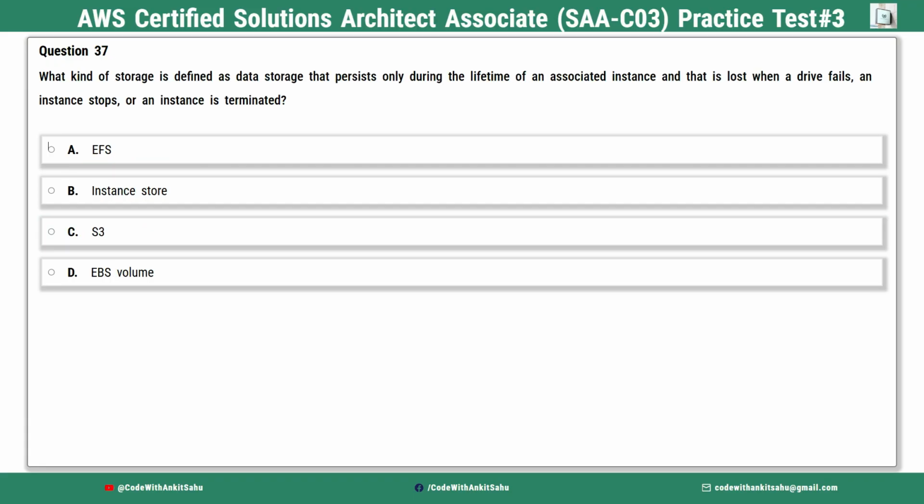Question 37. What kind of storage is defined as data storage that persists only during the lifetime of an associated instance and that is lost when a drive fails, an instance stops, or an instance is terminated? Option A. EFS. Option B. Instance store. Option C. S3. Option D. EBS volume.